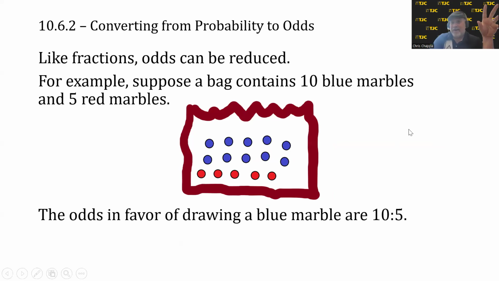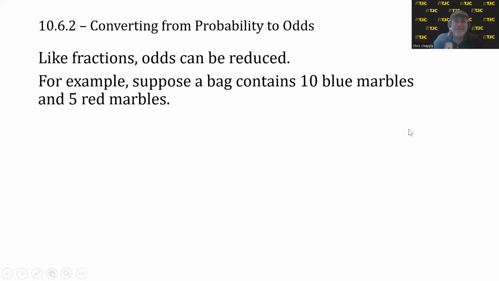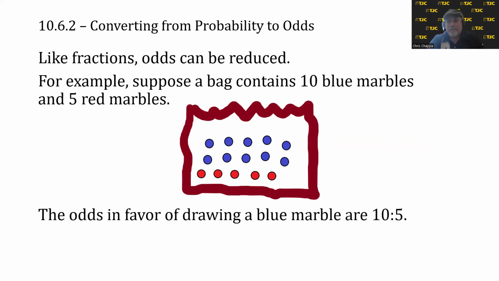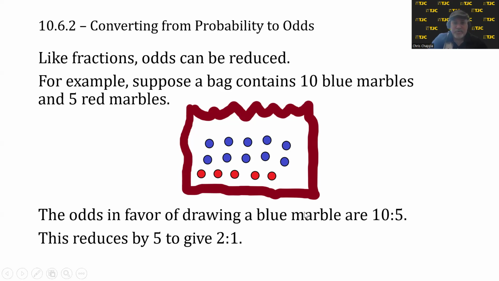All right, so let's backtrack and say this again. Like fractions, odds can be reduced. For example, suppose a bag contains 10 blue marbles and 5 red marbles. Crude illustration. What are the odds of drawing a blue marble? The odds in favor of drawing a blue marble are 10 to 5. This reduces by 5 to give us 2 to 1.